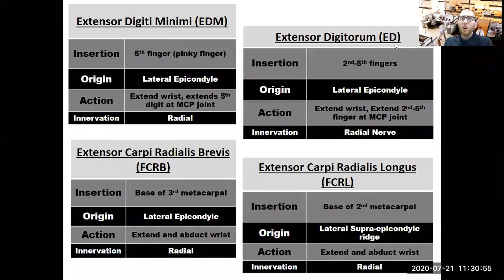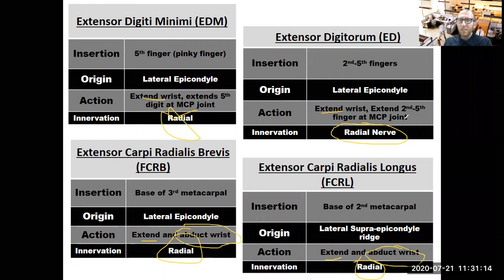I'm not going to read through all these tables for you, but you can do that on your own time. I do want to note though, radial, radial, radial, radial. Different versions of extending the wrist, but then you'll notice that some abduct the wrist and then some extend, let's say the finger at the MCP joint with the digitorum right here.